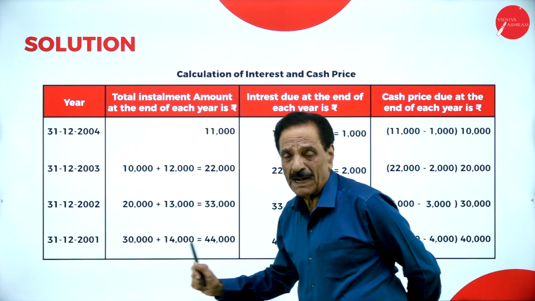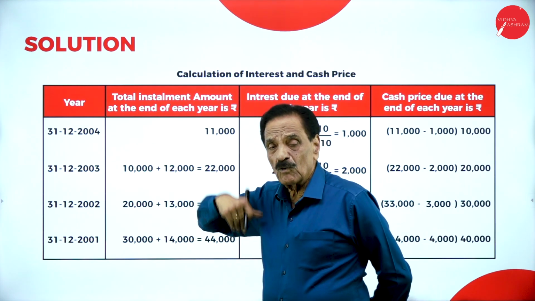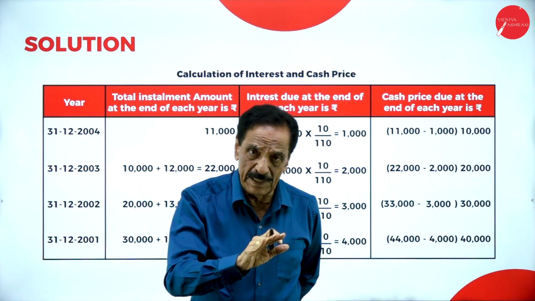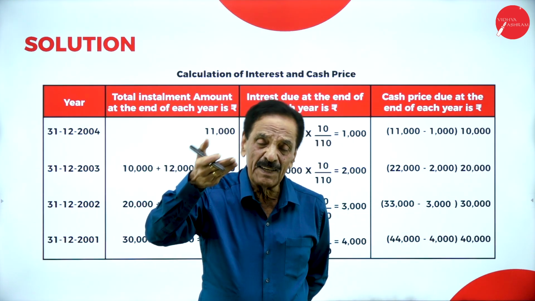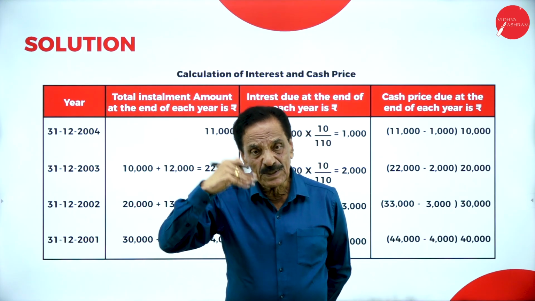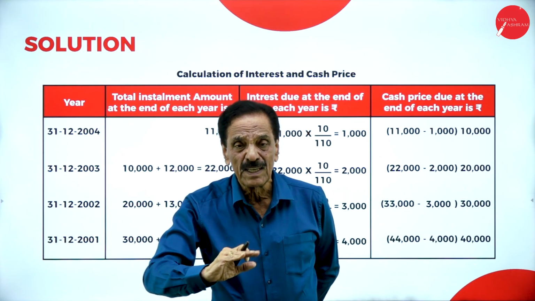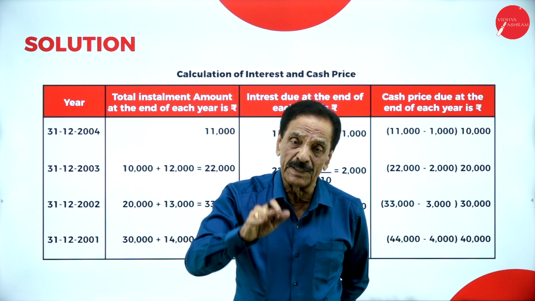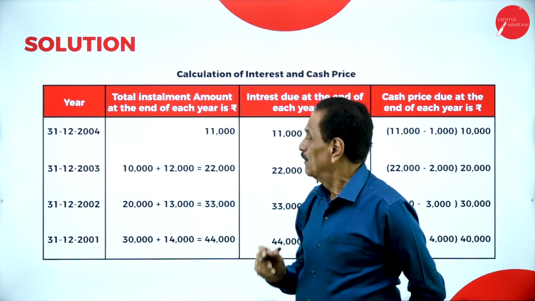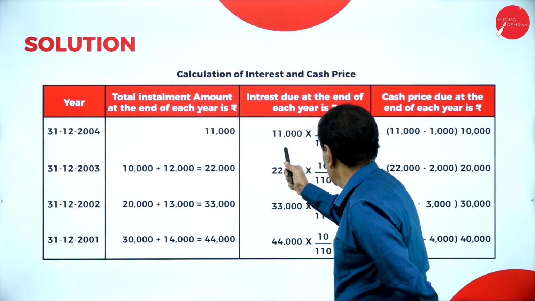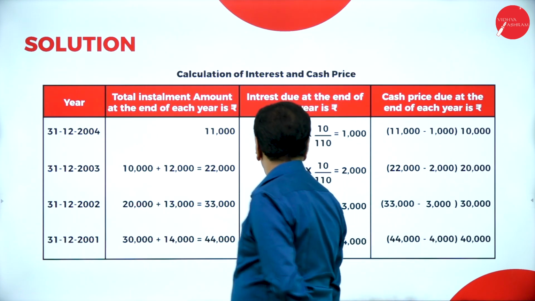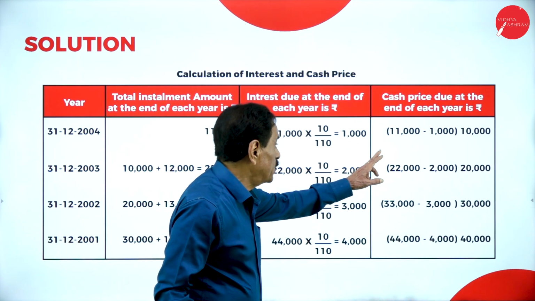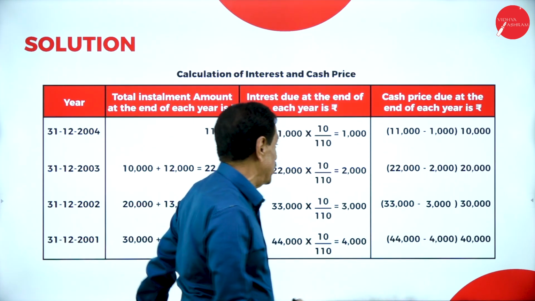So it is called the backward method. You have to come from the fourth year, minus interest, add third year, minus interest, add second year, minus interest, add first year, minus interest, plus down payment. We'll start with 11,000. 11,000 times 10 by 110 is 1,000. Deduct 1,000. 11,000 minus 1,000 is 10,000.